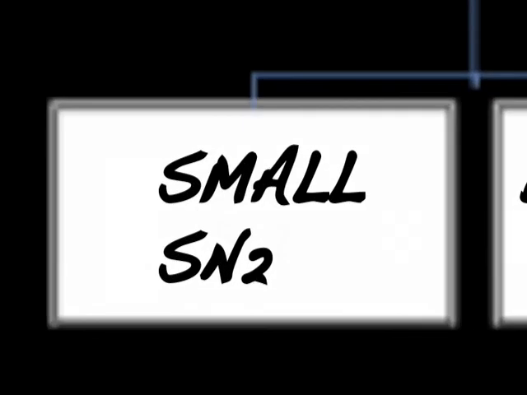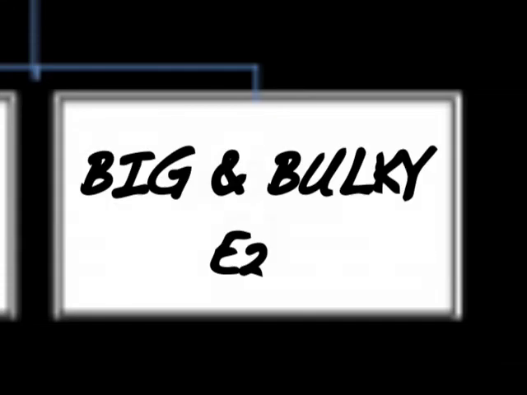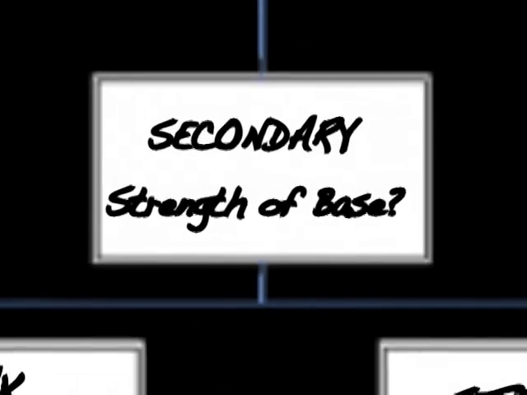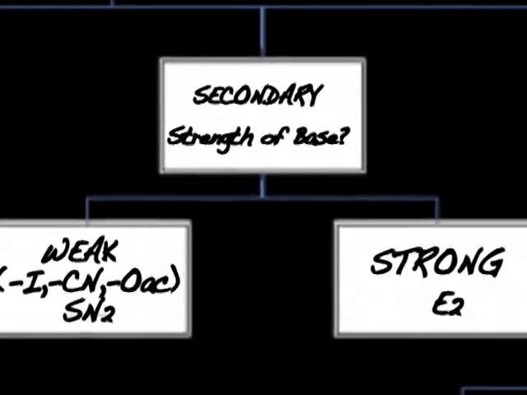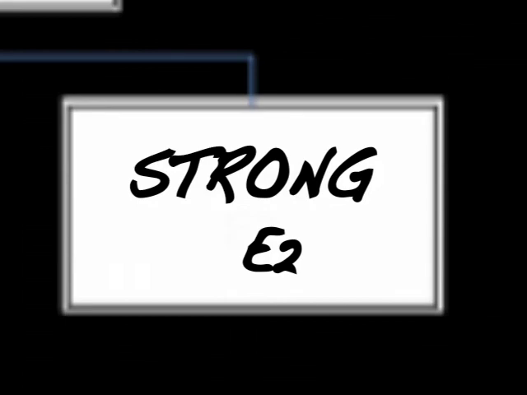If we have a small base, we have substitution, nucleophilic, 2 things happen at the same time. Or if we have a big bulky base, remember there's only 1 big bulky base, we're going to get elimination, 2 things happen at the same time. Secondary, it's not the size of the base, now it's the strength of the base. It's one of these weak bases here, right? Then we're going to undergo substitution. If it's a strong base other than these 3, we're going to get elimination.